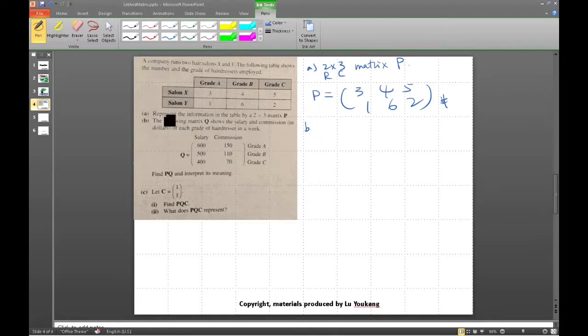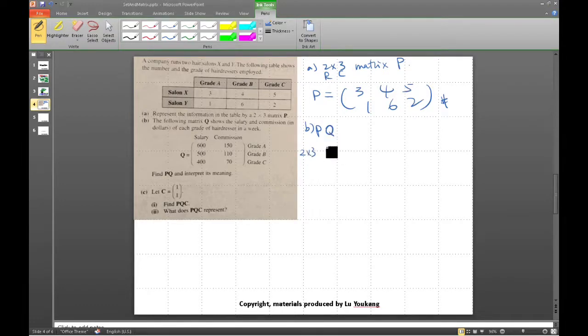Okay, part B. It says we have a matrix Q that shows the salary and commission in dollars of each grade. It is very well represented by matrix Q. And now we are asked to find PQ and also interpret its meaning. Let's see if this multiplication is valid or not. Usually it's valid.